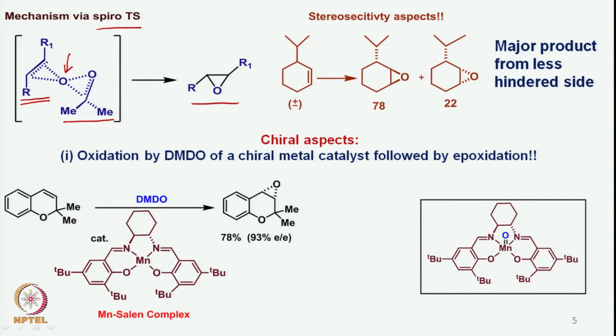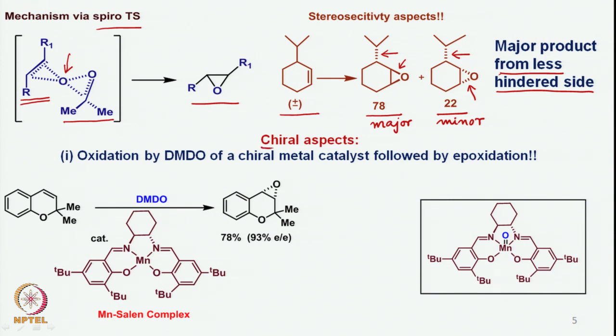For example, if we start with a racemic molecule like this, which has an isopropyl group as a substituent on the top, what is found when the reaction is done is that the epoxide where the isopropyl group and the epoxide group are opposite to each other forms as the major product with 78% yield. On the other hand, the cis product, where the epoxide and the isopropyl group are cis to each other, forms in a minor way. So it is very clear that the major product is formed from the less hindered side. Of course, here we are talking about the relative stereochemistry, not the absolute stereochemistry, because we started with a racemic compound.